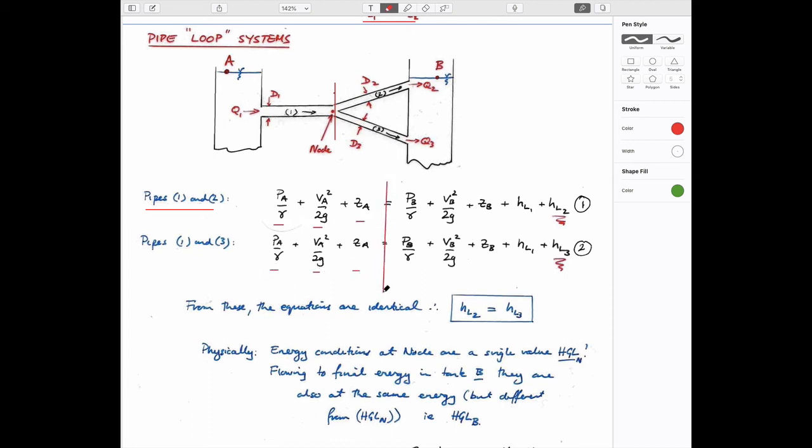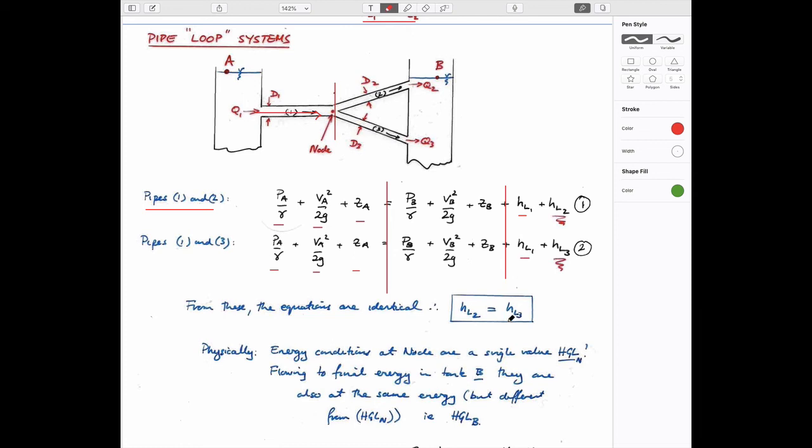So the right-hand side is equivalent for both equations. The left-hand side is equivalent for both equations if it's written in the tank, because this is the atmospheric pressure, this is the velocity on the surface of the tank, and this is the elevation on the surface of the tank. So the second parts are also equivalent. And the only parts that are going to be different are the head loss terms in each of the two components. For one of the components, the head loss has to be the same between each of these by definition, because it's the same quantity.